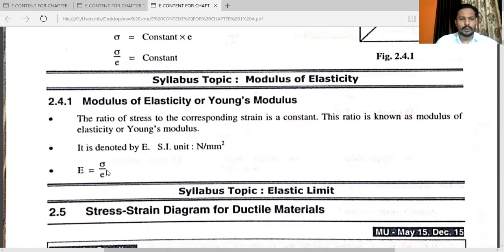That is very important. The unit of stress is Newton per mm square, and strain is a unitless quantity. That is change in length upon original length, or you can say change in dimension upon original dimension is equal to strain. So here you can see modulus of elasticity, or Young's modulus, is equal to sigma upon strain. You have to highlight this formula also.